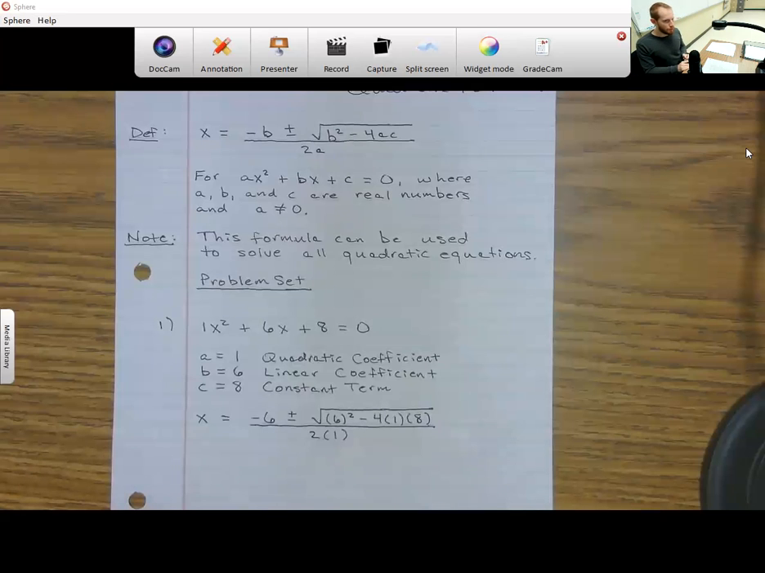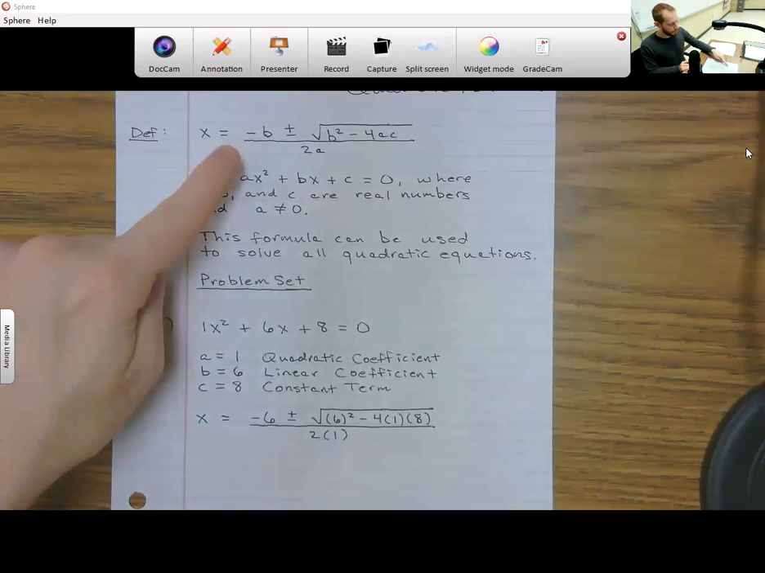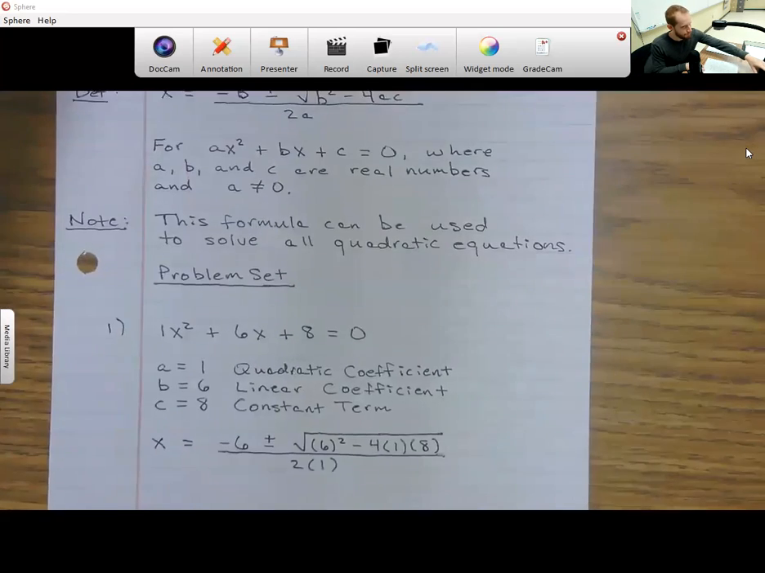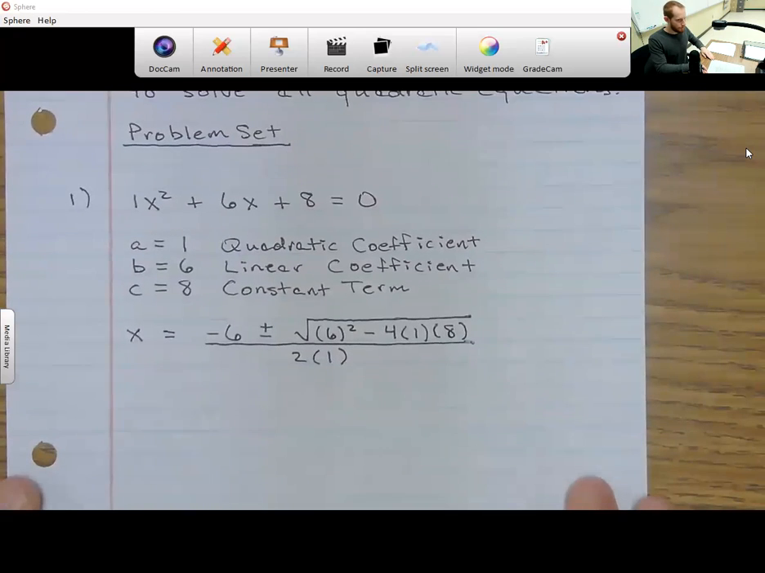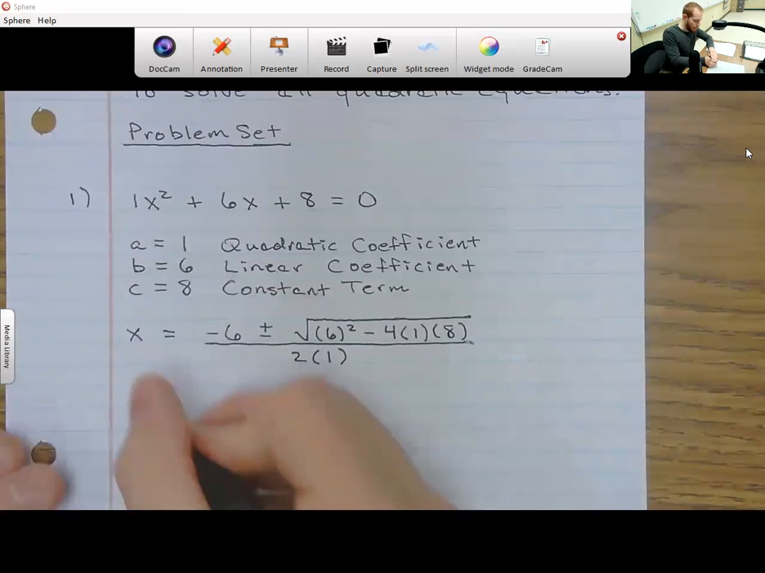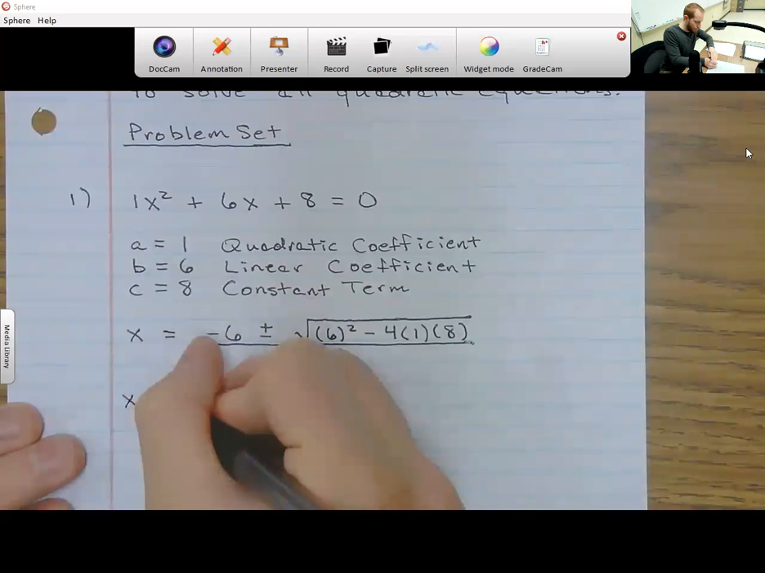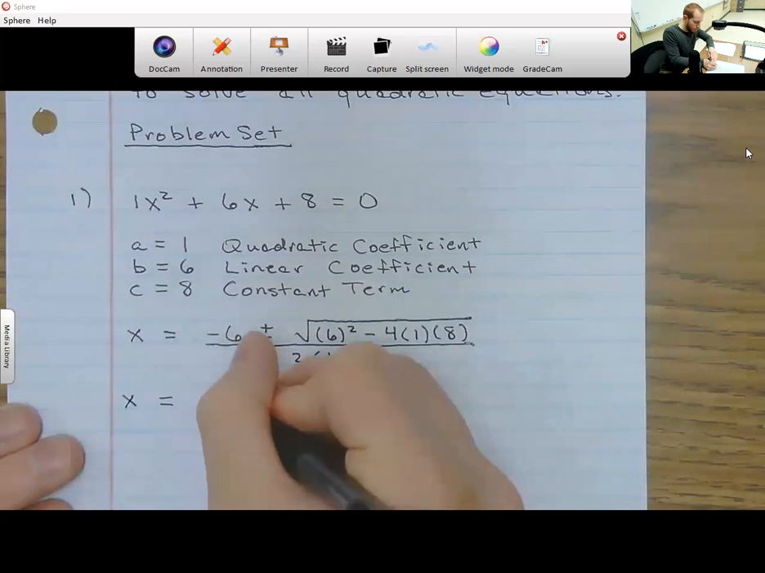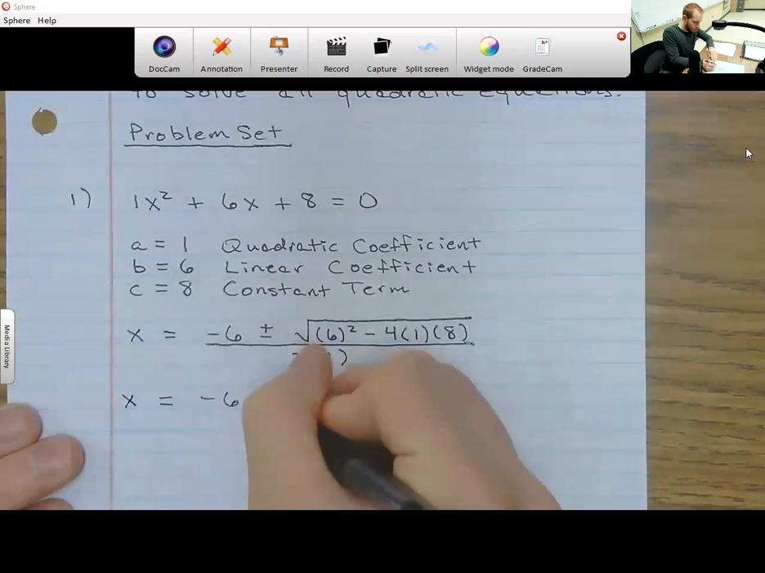So what I just did was I took the quadratic formula and the number that I had for a, b, and c, I just plugged them in. That's all I did. Okay, so now I'm going to zoom back in here and we're going to simplify a few things. Okay, so I've still got my x right here. That hasn't changed. My negative 6 is going to stay the same, and my plus and minus is going to stay the same.